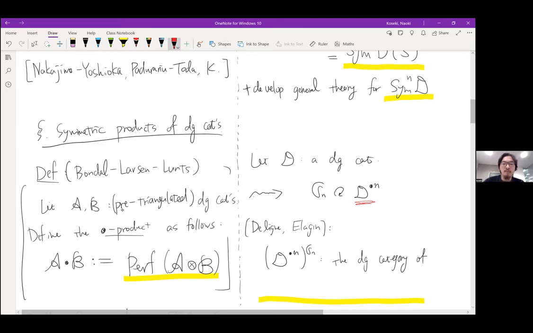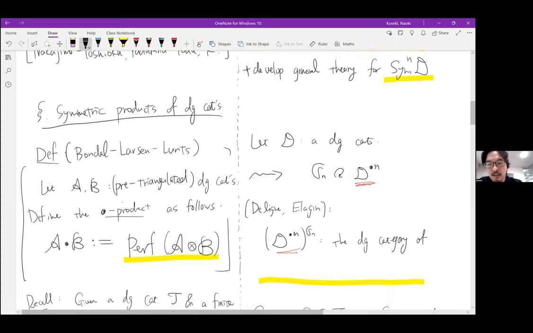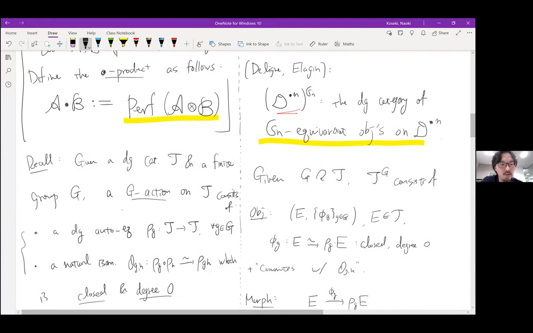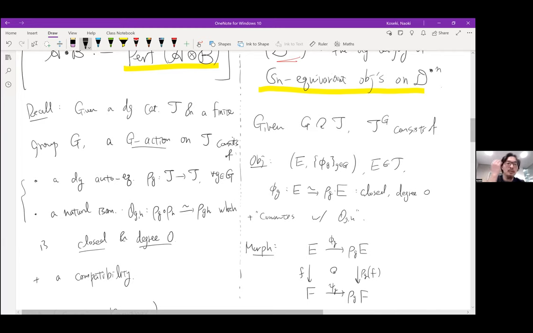right? So to form the symmetric product of DG categories, I first consider the DG category of S_n-equivariant objects on D^{⊗n}. Right? So to define the symmetric product, I need to explain two things. The first one is the action of a group on a DG category, and then the equivariant object. So here is a quick recap of what these notions are.